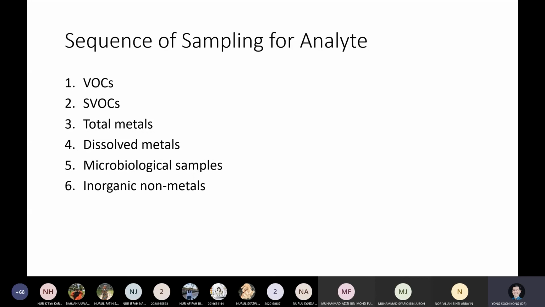Okay, now the next part of the sampling sequence is based on the analyte, or in other words, the contaminant. If you can see from number 1 to number 6, they are all contaminants, but they are all very different in nature. Because if you look at number 1 and number 2, these are organic contaminants. Why are they located on top?